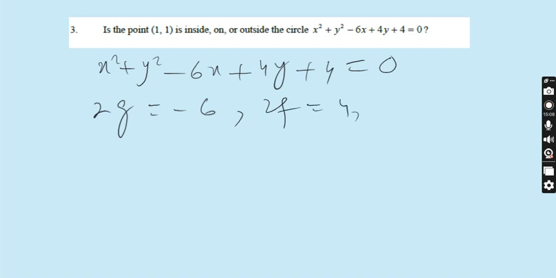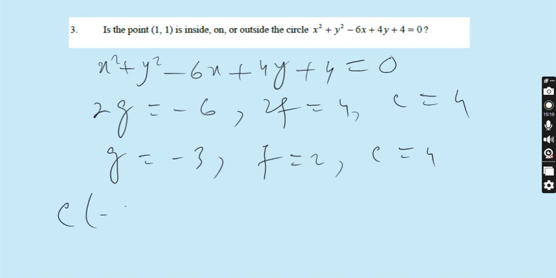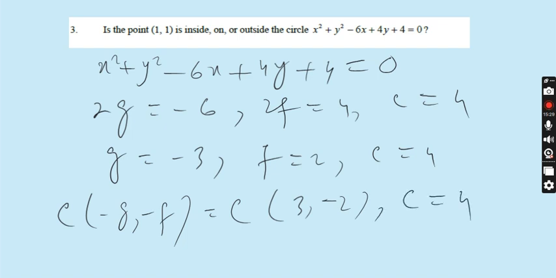find f and c. g is minus 3, f is 2 and c is 4. Center point is minus g, minus f, so minus minus 3, minus plus 2. c is 4.